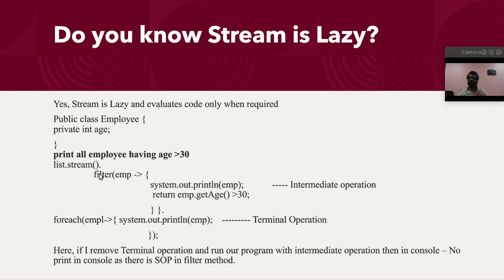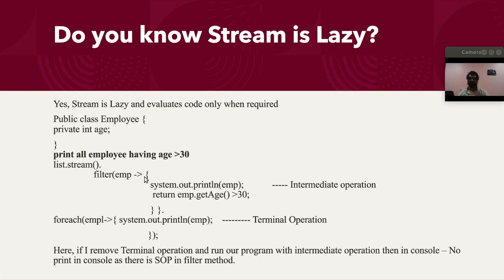Filter is a method coming from the stream. The filter method is used to do the filtering with a certain condition, right? So here we can use the filter method and then emp and the arrow. Here I am using a lambda expression, doing system.out.println and trying to print the employee object or information, and then returning emp dot get age greater than 30. So here I am putting some condition, right?